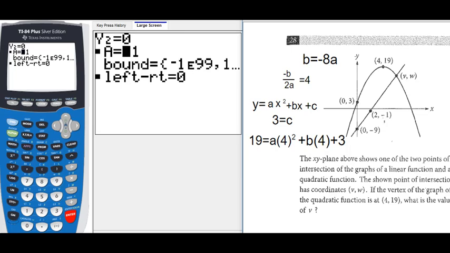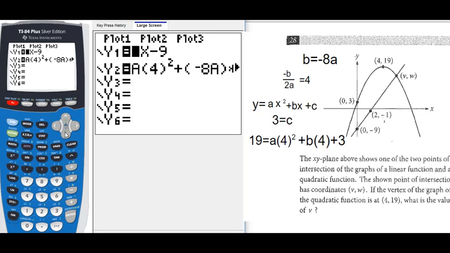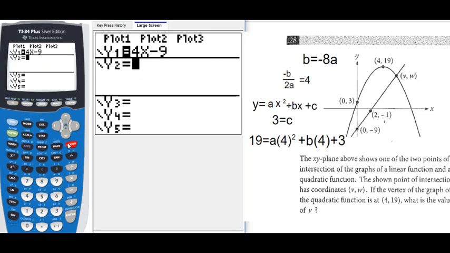And we know the c is 3. So we already got that quadratic function now. For this quadratic function, I want to get the intersection over here. That's why I go to y equals now. So I will clear, and I plug in this function: negative x squared plus 8x, then plus 3.